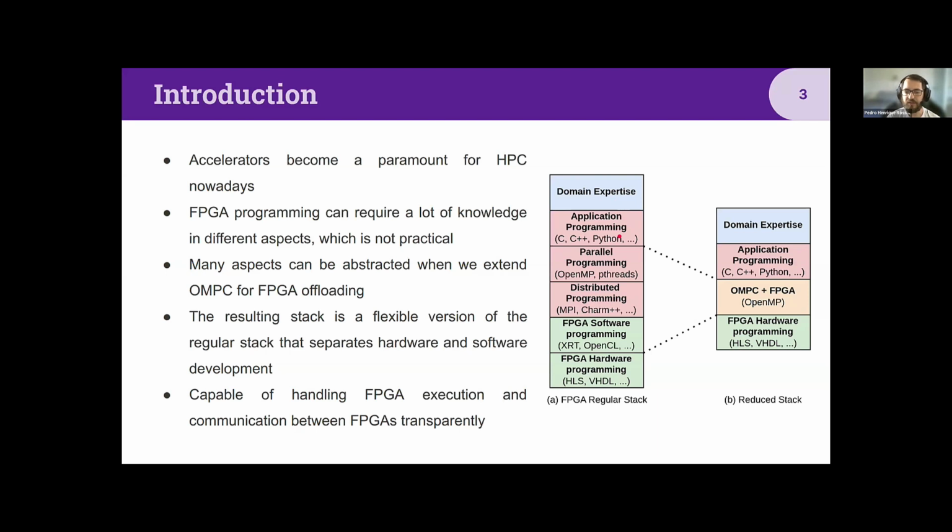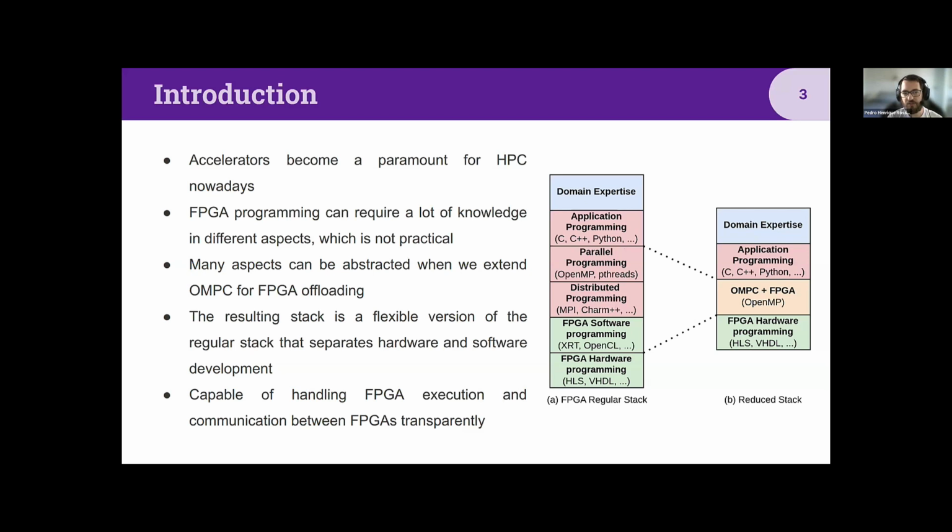So I believe most of you have heard of OpenMP. OpenMP is the de facto parallel programming model standard for HPC. It's widely used, and we believe this can be the key to facilitate the use of FPGA acceleration in HPC applications. So we believe that many aspects of this stack can be abstracted only by using OpenMP and hiding the other things under the hood, so the user does not have to worry about them.